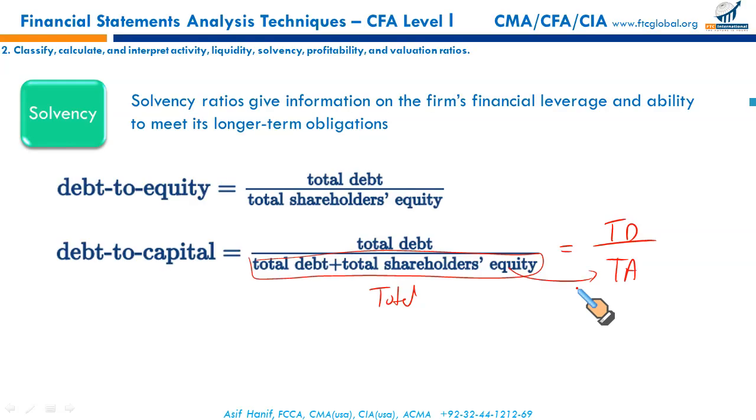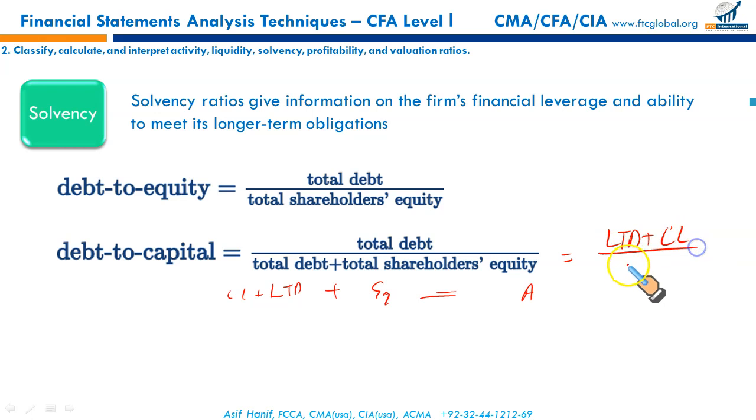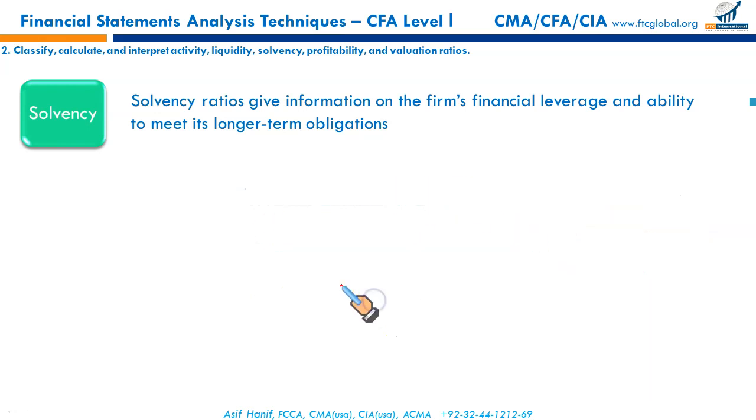See, look at this. This is your balance sheet. This is your total debt, long-term and current debt, plus your equity, and this is equal to assets. So you can write it this way: long-term debt plus current liabilities upon your total assets. So debt to capital or debt to assets, they are the same effectively. See this one, total debt upon total asset. They are the same. It's just looking at two different aspects of the same thing.